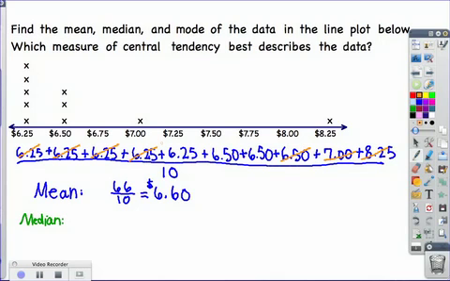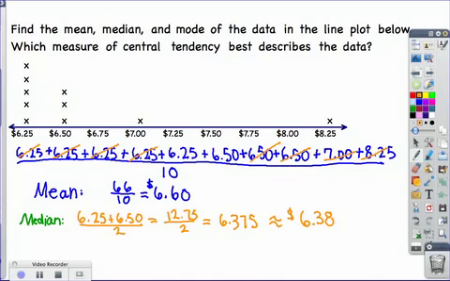And now I'm left with my two middle numbers, so I have to find the mean of those two remaining numbers. 6.25 plus 6.50 divided by 2, which is 12.75 divided by 2, or 6.375. So when talking about money, we can round to approximately $6.38.